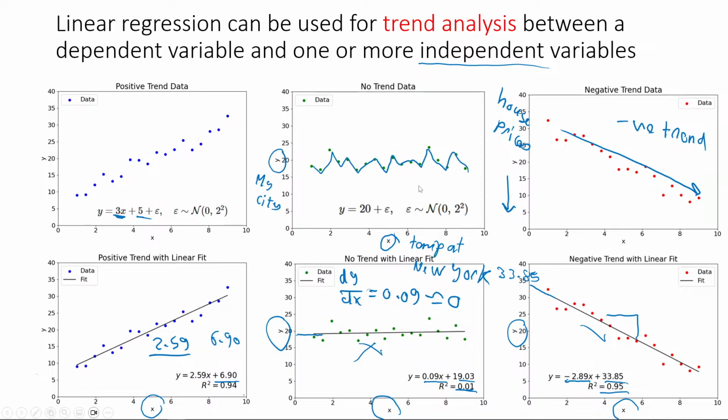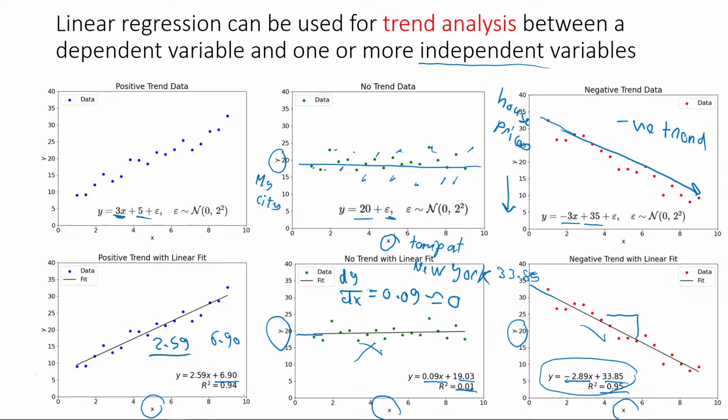Similarly for this one, what model did I use? I just generated a straight line, y equal to 20, and I put some noise to it, some noise here, here, here. And that's how I get this data. So it's just a straight line with some noise to it. And for this one, the true model has a slope of -3 and an intercept of 35. And this is my regression model.